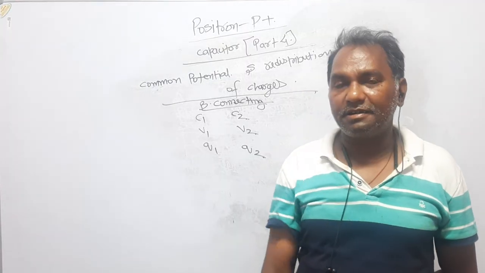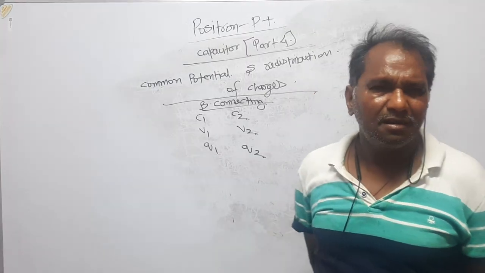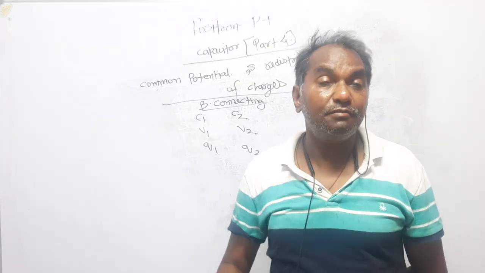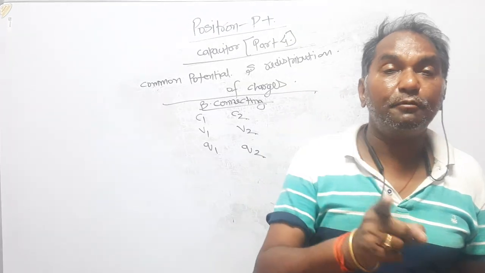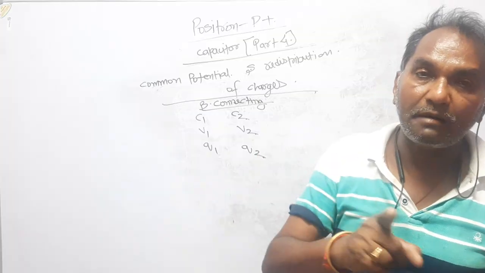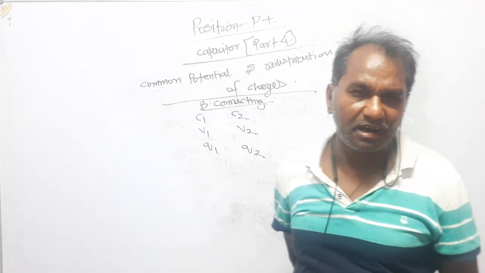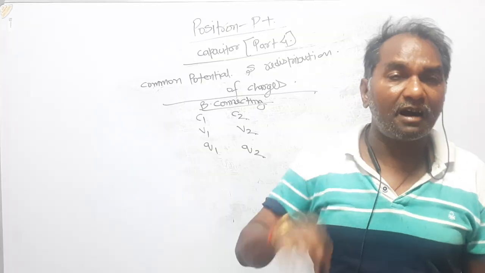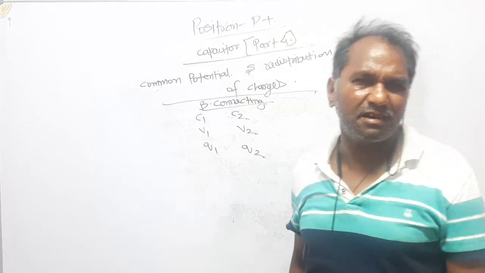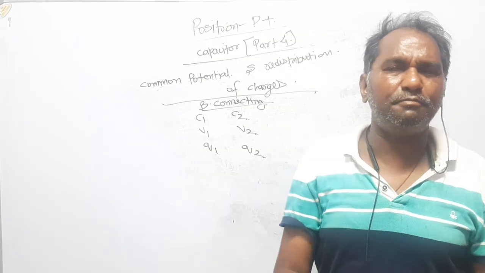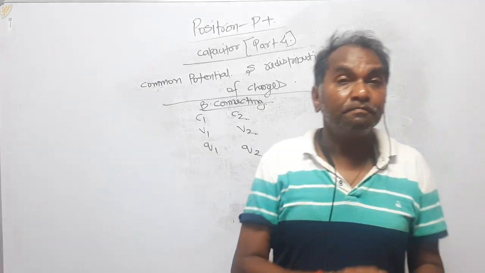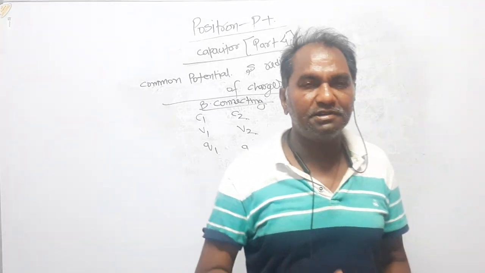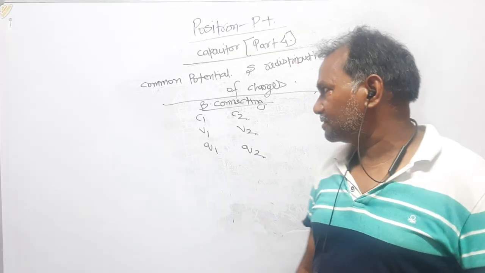If they are connected, then what happens? The charge will be redistributed, right? Charge will flow. Why? Because a potential difference will be established between the two capacitors, and charge will redistribute between the capacitors until both come to the same common potential, right? Because when they have common potential, the potential difference will become zero and there will be no redistribution of charge.